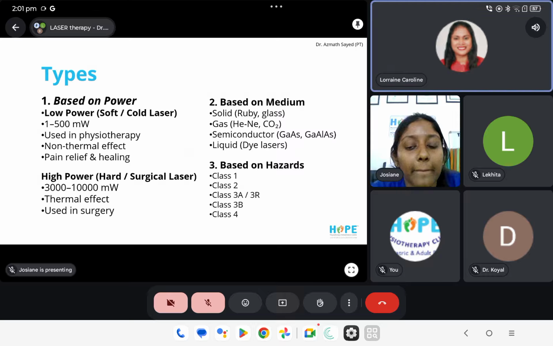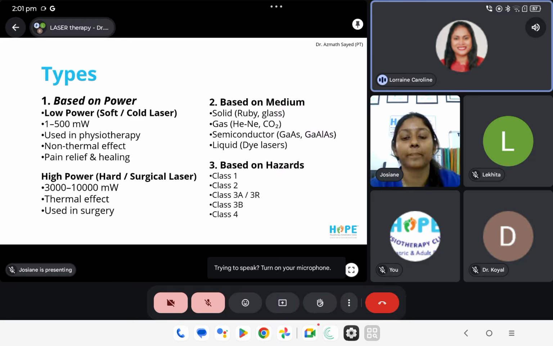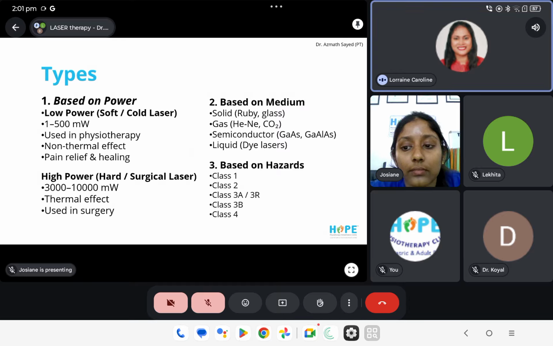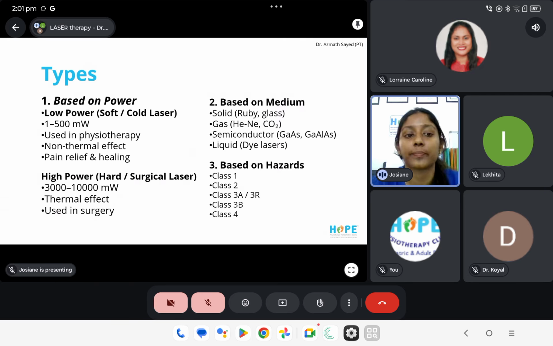Okay. And the HMS belongs to which category? It is a class 2 laser with a wavelength of 810 nanometers. Okay, it's a class 2. Yes, ma'am.